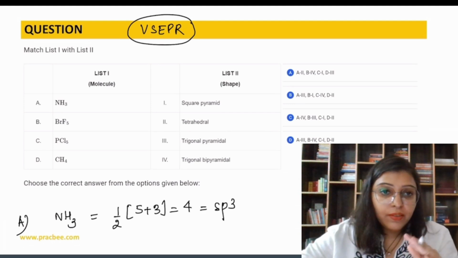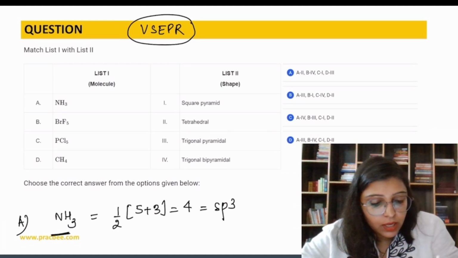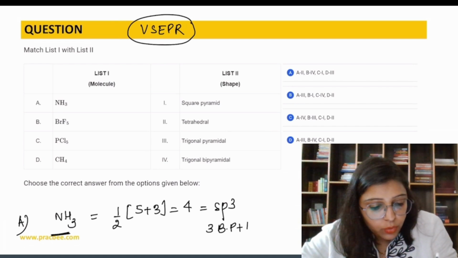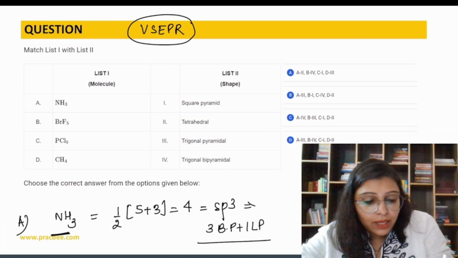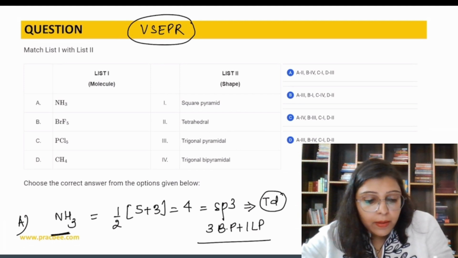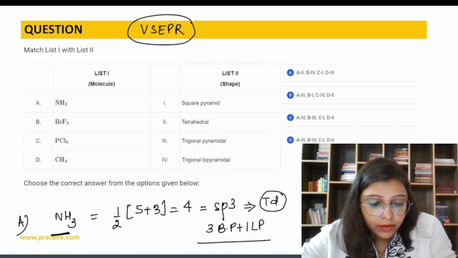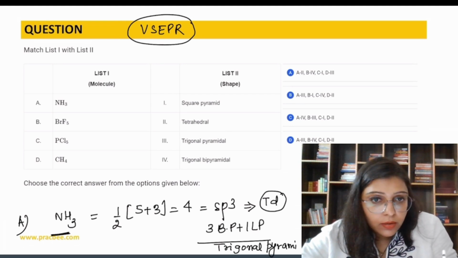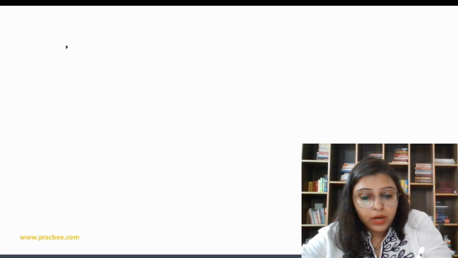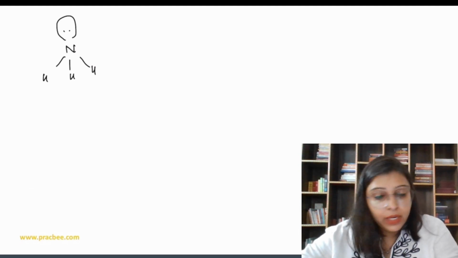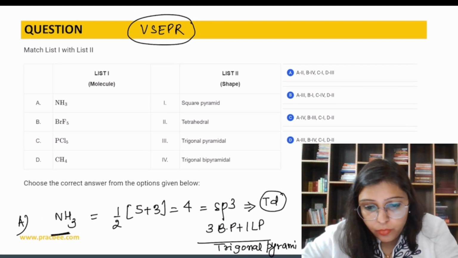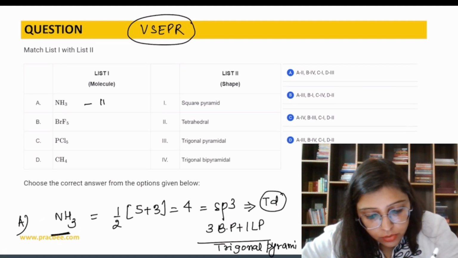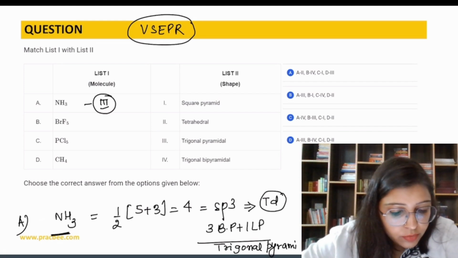But in sp3, we should be having 4 bond pairs. Here we have only 3 bond pairs, so we can write 3 bond pairs plus 1 lone pair. So for sp3, the geometry should be tetrahedral, but the shape is going to be trigonal pyramidal. Why trigonal pyramidal? Due to the presence of one lone pair on N. So this is trigonal pyramidal. Now, A can be matched with option number 3.